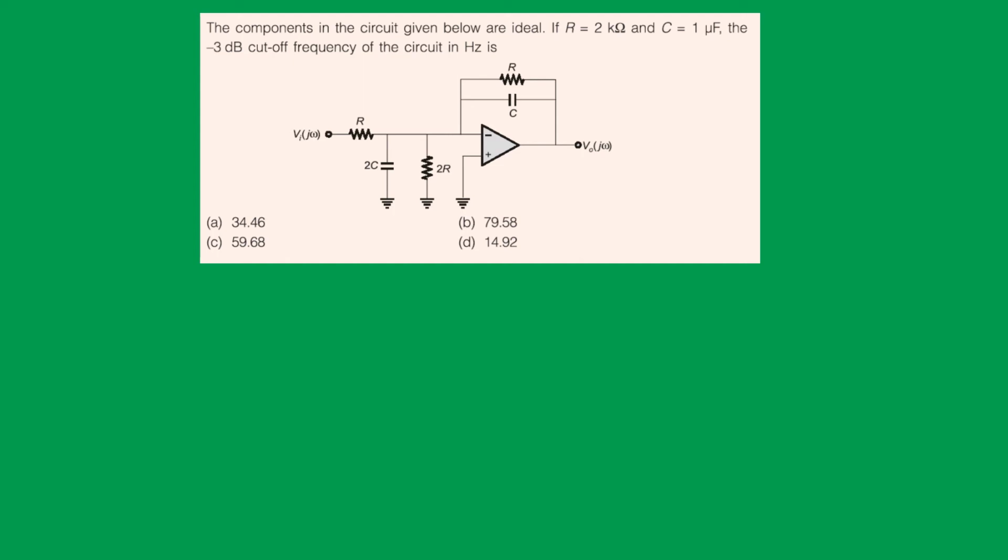The cutoff frequency of this filter is nothing but Fc equal to 1 by 2 pi RC, which is equal to 1 by 2 pi. Substitute the values of R and C here, into 1 into 10 to the power minus 6. So we will get Fc equal to 79.58 Hertz. This is the answer for this question.